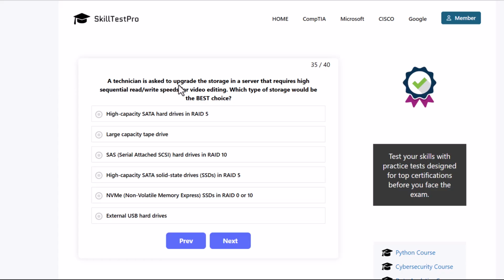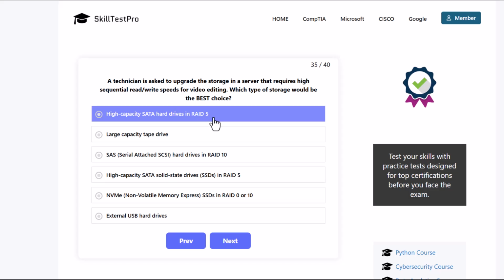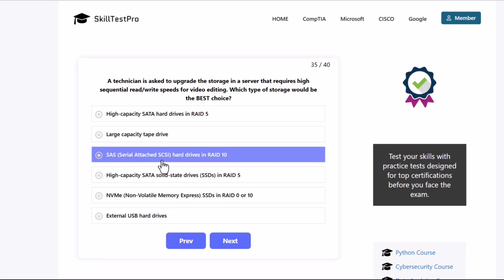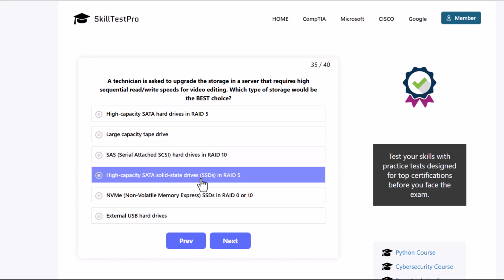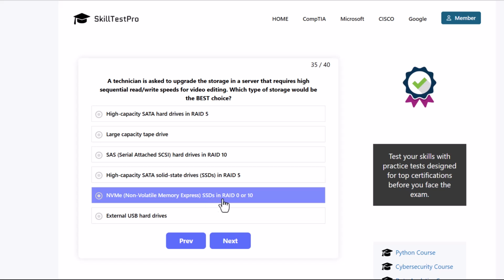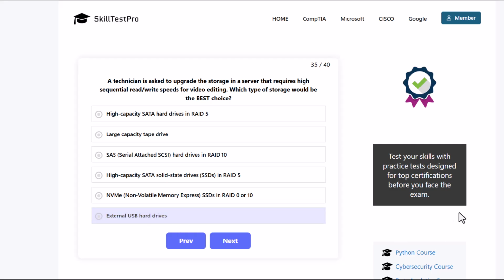A technician is asked to upgrade the storage in a server that requires high sequential read-write speeds for video editing. Which type of storage would be the best choice? High capacity SATA hard drive in RAID 5, large capacity tape drive, SAS or serial attached SCSI, SCSI hard drives in RAID 10, high capacity SATA solid state drives (SSDs) in RAID 5, NVMe non-volatile memory express SSDs in RAID 0 or 10, or external USB hard drives.